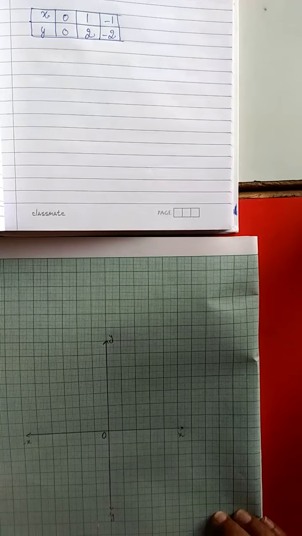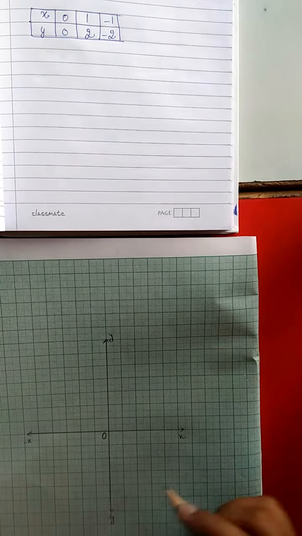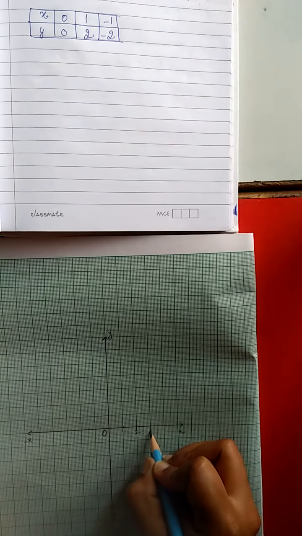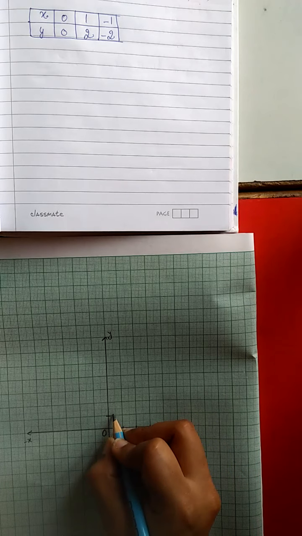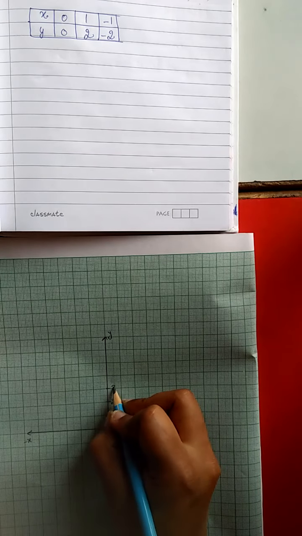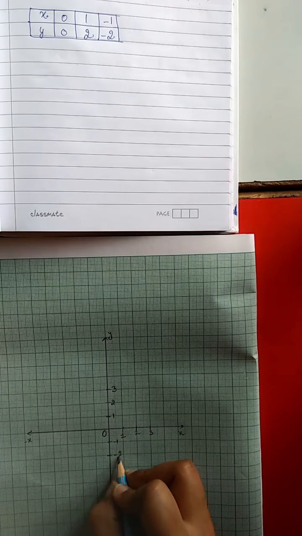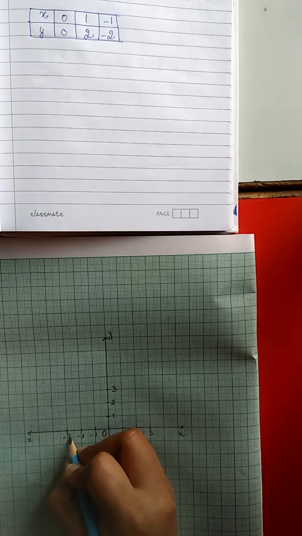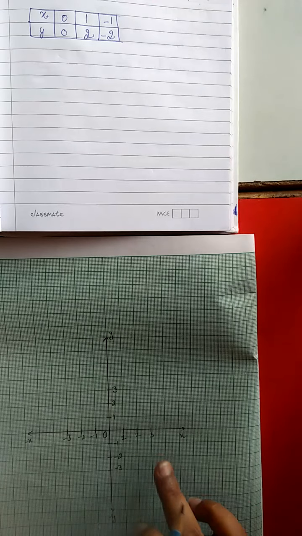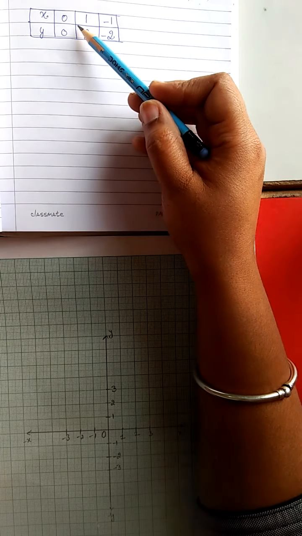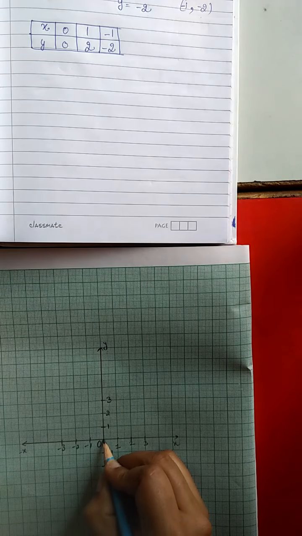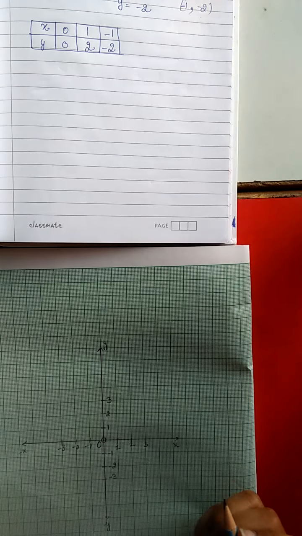First of all we draw the x-axis and y-axis and write the names: origin, x-axis, y-axis. After that we mark the points 1, 2, 3. Similarly 1, 2, 3, minus 1, minus 2, minus 3, minus 1, minus 2, minus 3. In this way first of all we mark the points. Then the first point is 0, 0. So our x is 0, y is 0, it means origin. So this is our point 0, 0.